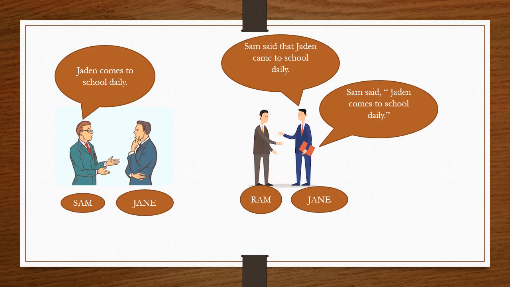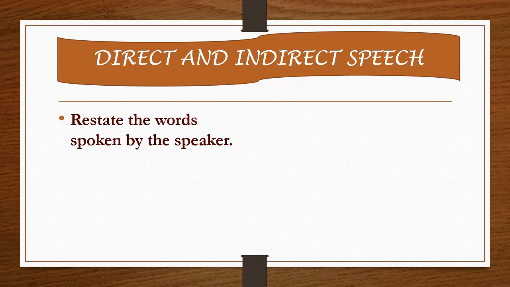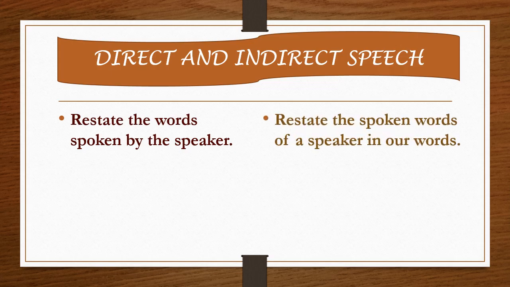And you can see the inverted commas and the comma are not there. So in the first one the exact words are used and in the second one the words have been changed. So the first one is called direct speech and the second one is known as indirect speech. Now what are direct and indirect speech? Direct speech is restating the exact words spoken by the speaker. And indirect speech is restating the spoken words of a speaker in our own words.